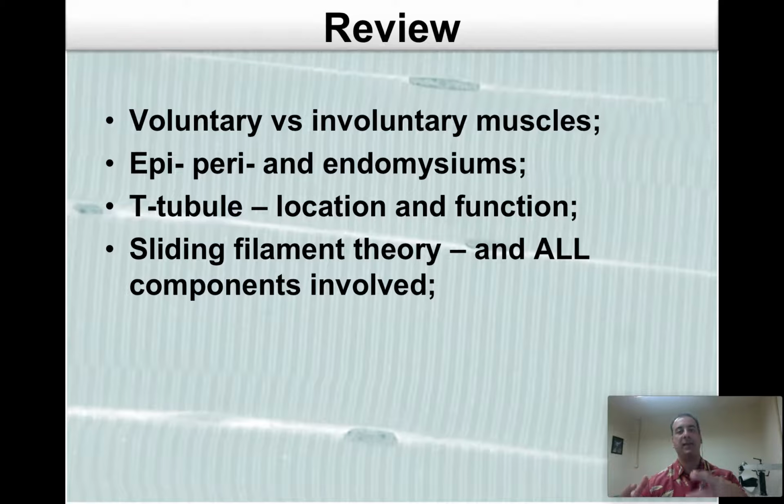Every time the myosin head grabs onto the actin, we pull. It contracts that little muscle fiber. And then it's transmitted all the way down to the muscle belly, and then you get a whole origin to insertion contraction.